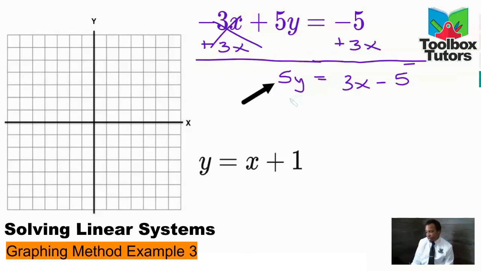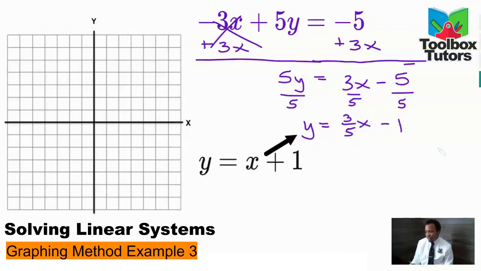Now that we have 5y equals 3x minus 5, we still need to get rid of this 5 in front of this y. 5 and y beside each other means we're multiplying. So the opposite of multiplying by 5 would be dividing by 5. Now when we divide by 5, we don't just divide the 3x by 5, we also divide this -5 by 5. So 5y divided by 5 gives us y. 3x divided by 5 gives us 3 over 5x, since this doesn't come out as a whole number. And -5 divided by 5 gives you -1.